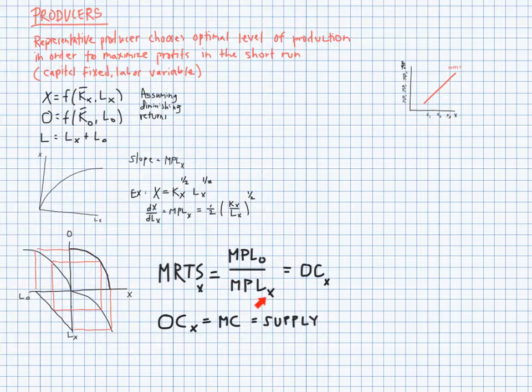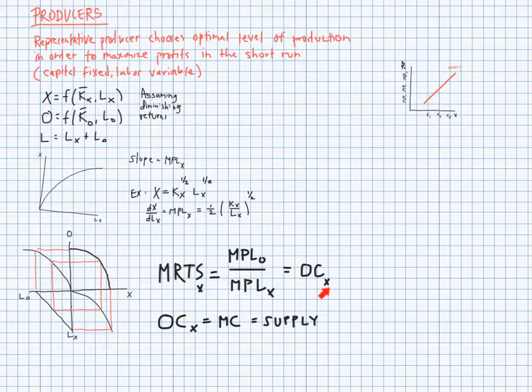And what this gives us is the opportunity cost of X. That is, if you produce one more unit of X, that is, if you add one more worker to the production of X, of course that worker will come from the O industry, so you could be moving down this labor constraint. And when you take that worker away from the O industry, you will reduce output in the O industry by the marginal product of labor in the O industry.